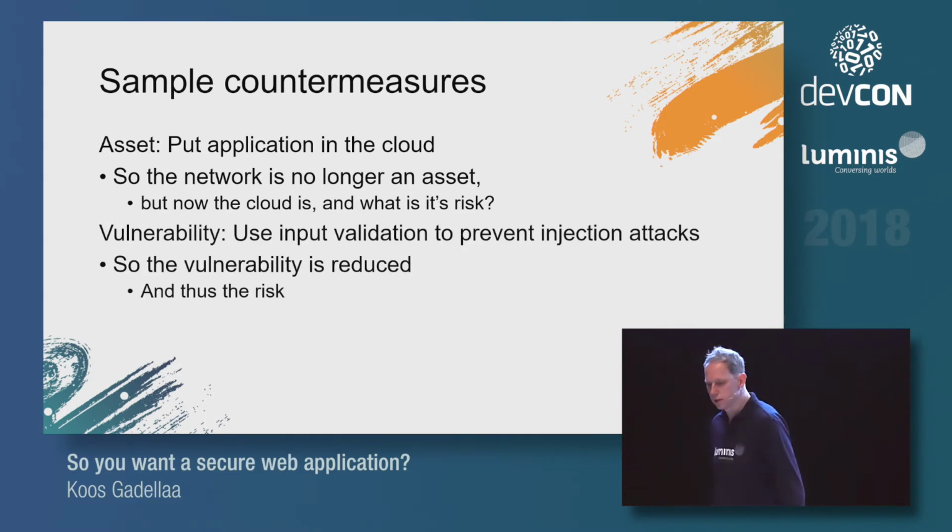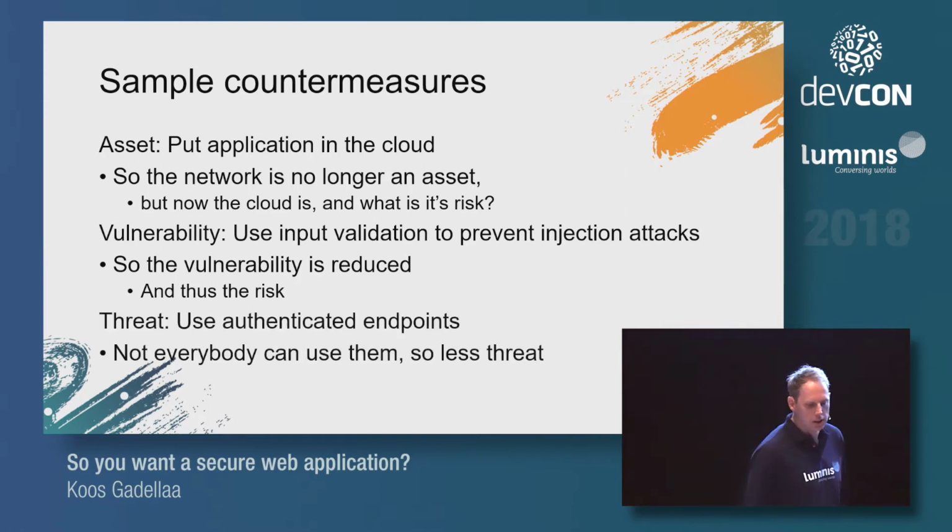Similarly, when you start looking at a countermeasure for your vulnerability, you can use something like input validation that prevents injection attacks. And when you start looking at threats, how can you reduce a threat? Well, use authenticated endpoints. When you start using authenticated endpoints, not everybody can use your application anymore. So in this very simple way, it reduces the threat.